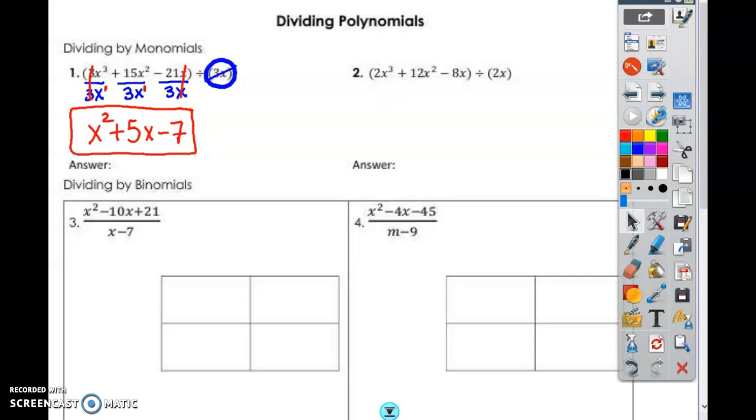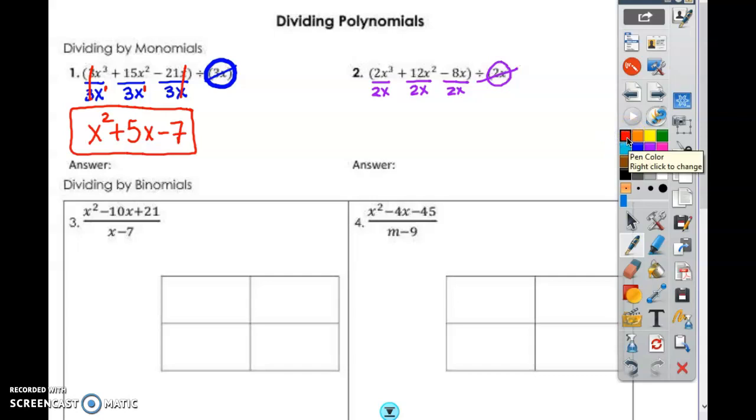Go. Okay, so I paused the video. You should have paused the video. I'm about to do problem number 2, and you should have already done it. We're going to divide all of them by 2x. So divide this by 2x, divide this by 2x, and divide this by 2x. You divide the numbers and you subtract the exponents.